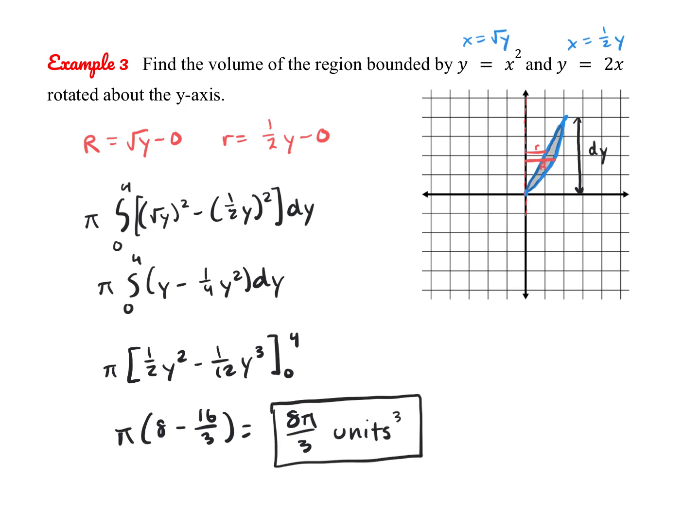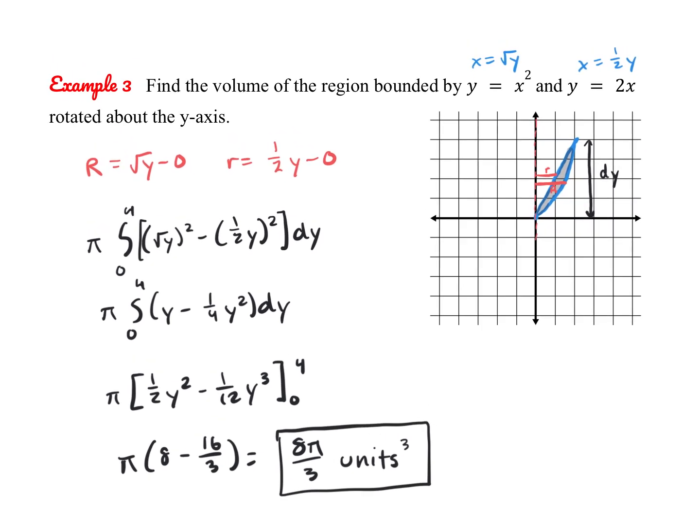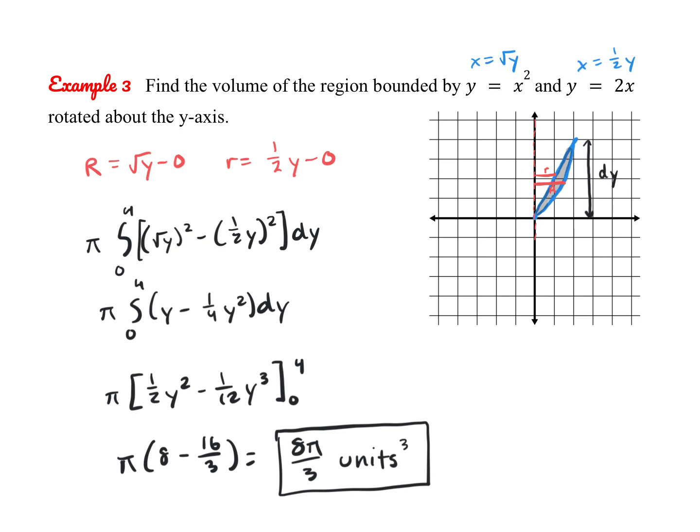And there you go. So again, just be aware of the orientation of your cross section. This one is different. We had that vertical axis of rotation, so we have our horizontal cross sections, which means we're integrating with respect to y, and that also means that our equations need to be with respect to y.